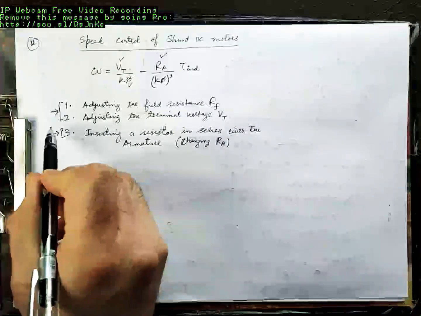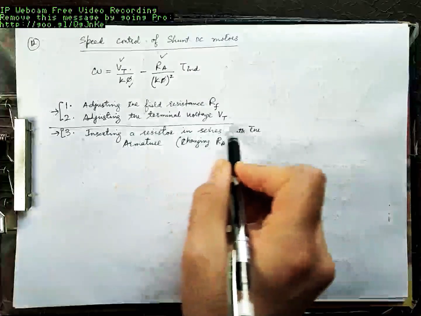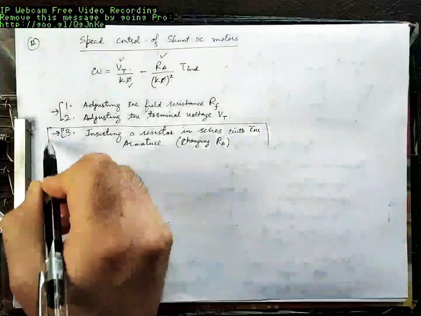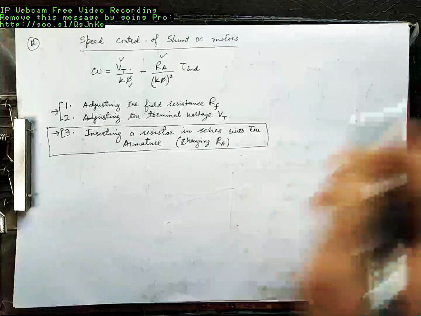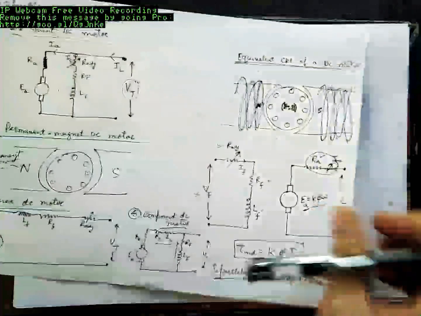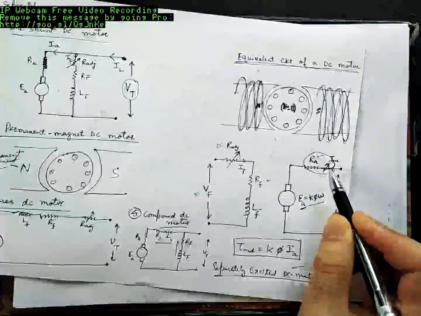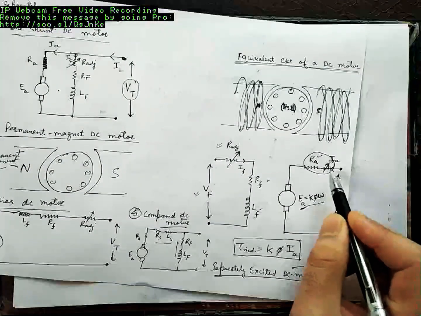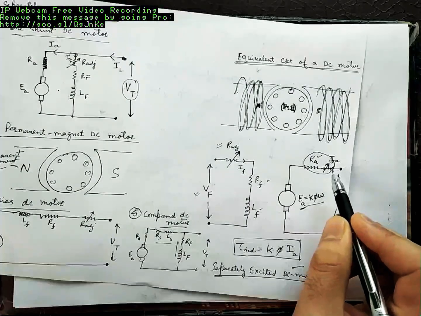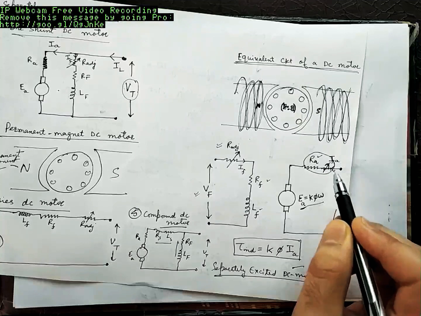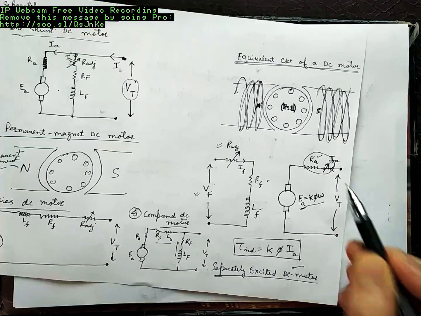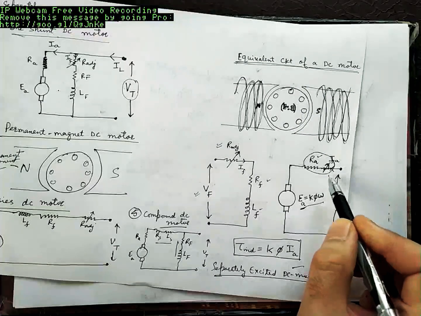Why? Because this is a very wasteful method. Why is this a wasteful method? If you insert a resistance in series with the armature, since this whole current will pass through the series resistance that you insert over here, there will be huge power losses in this. There will be heating in this and there will be power loss in this. So this is a wasteful method. We never go for inserting resistance over here. Fine.